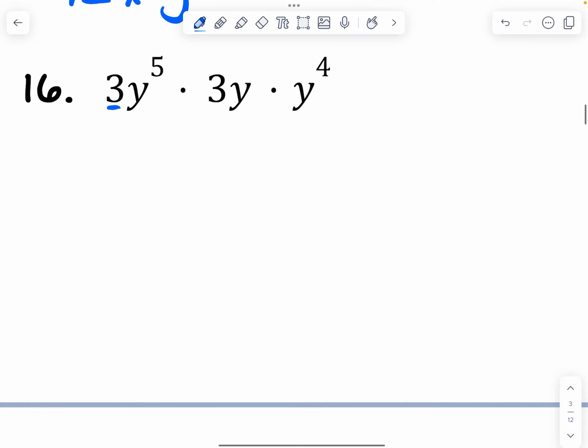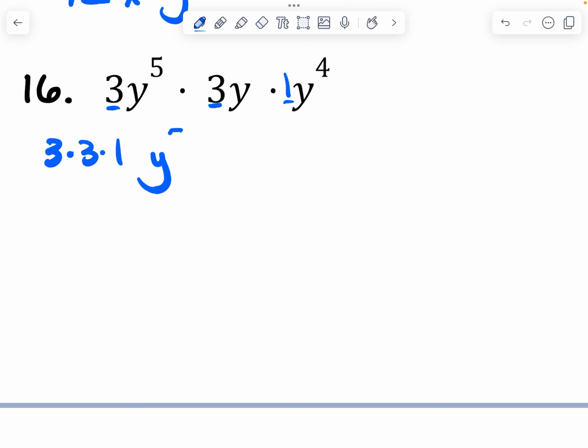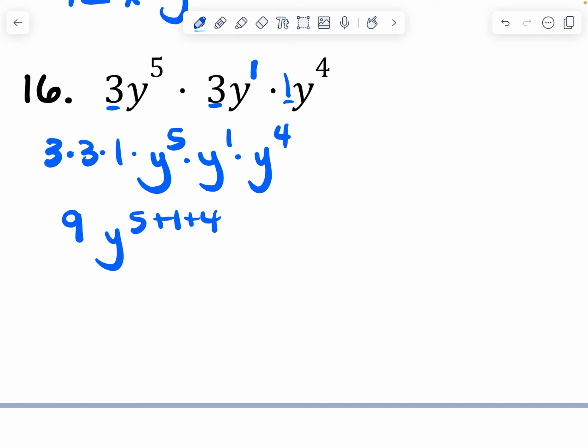Okay, my coefficients. And this has a 1 there. 3 times 3 times 1. I have to the 5th. This has an invisible 1. And this has a 4. So I multiply the coefficients together. That would get me 9. And I add the exponents. So 9y to the 10th.